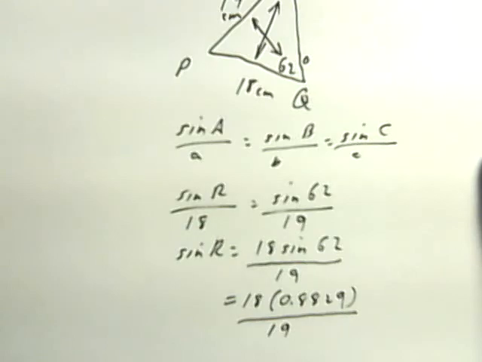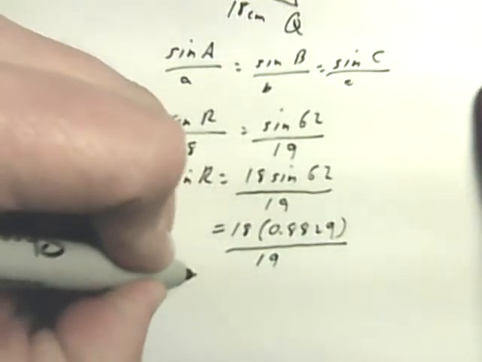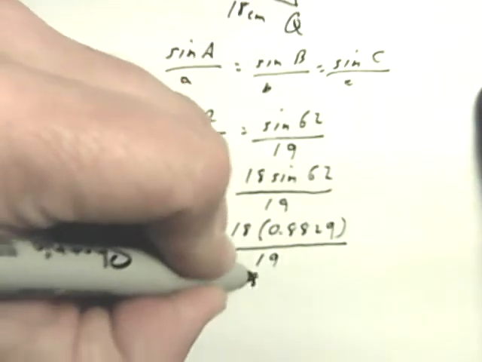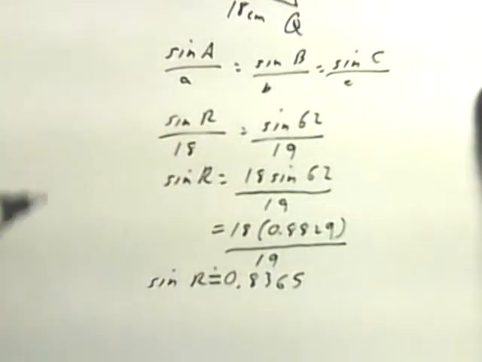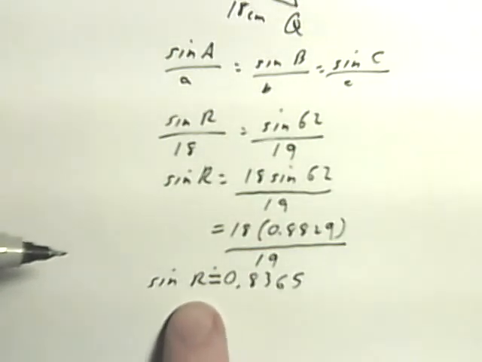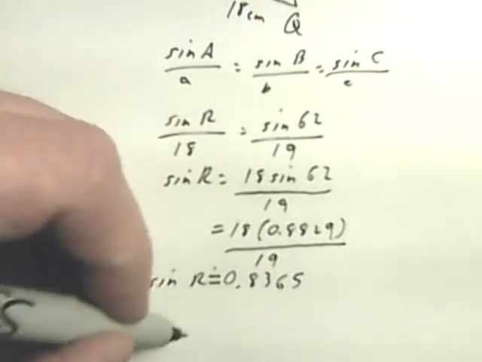Now if I work that out using my calculator, I will get the following number. Now please remember, it's an approximation because that's a rounded value. Where most students now go wrong is they think this is the final answer. It is not. This is the sine of R, not R itself. To get the actual angle R, I'm going to plug this number into the inverse sine function on my calculator to get the approximation for R.